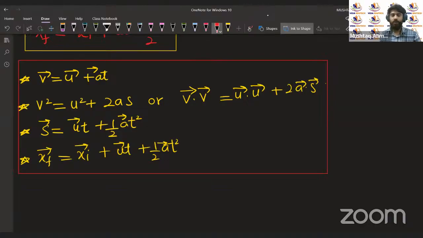So that's it for today. In the next class, we'll be discussing motion under gravity, and we'll be rewriting all these equations for when the particle moves in a gravitational force, or motion under gravity, right?